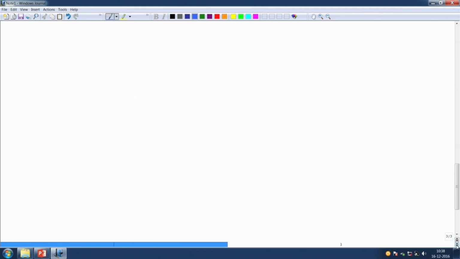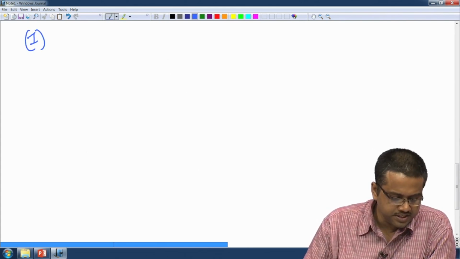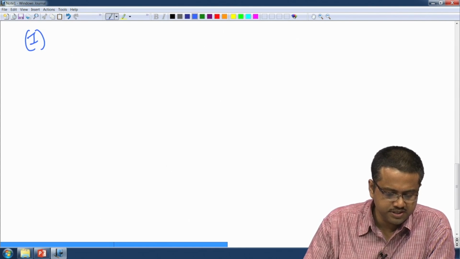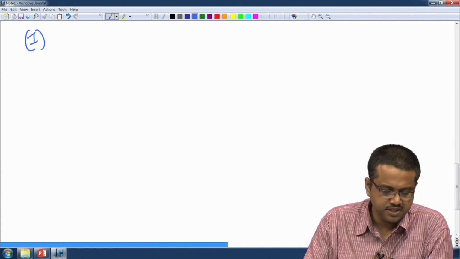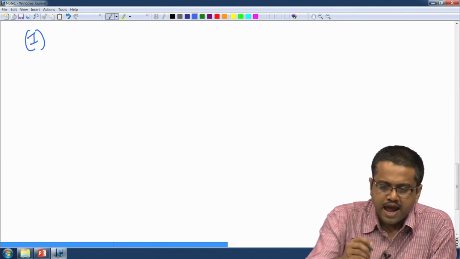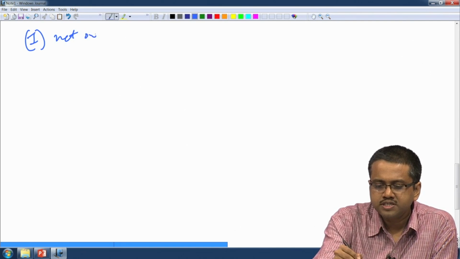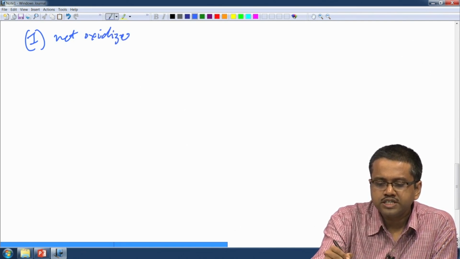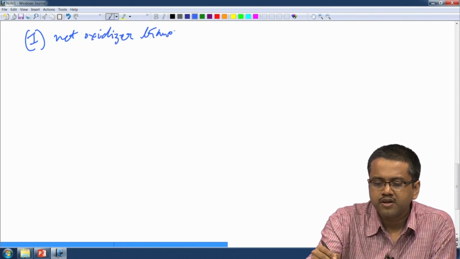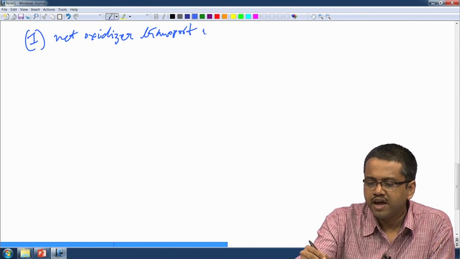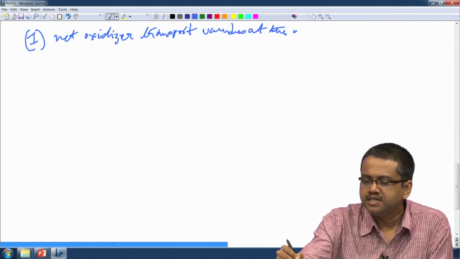So, let us look at the boundary conditions in a little more detail. For boundary condition 1 that we covered over there, this essentially means that the net oxidizer transport vanishes at the interface. So, the physical meaning is that the net oxidizer transport vanishes at the interface.